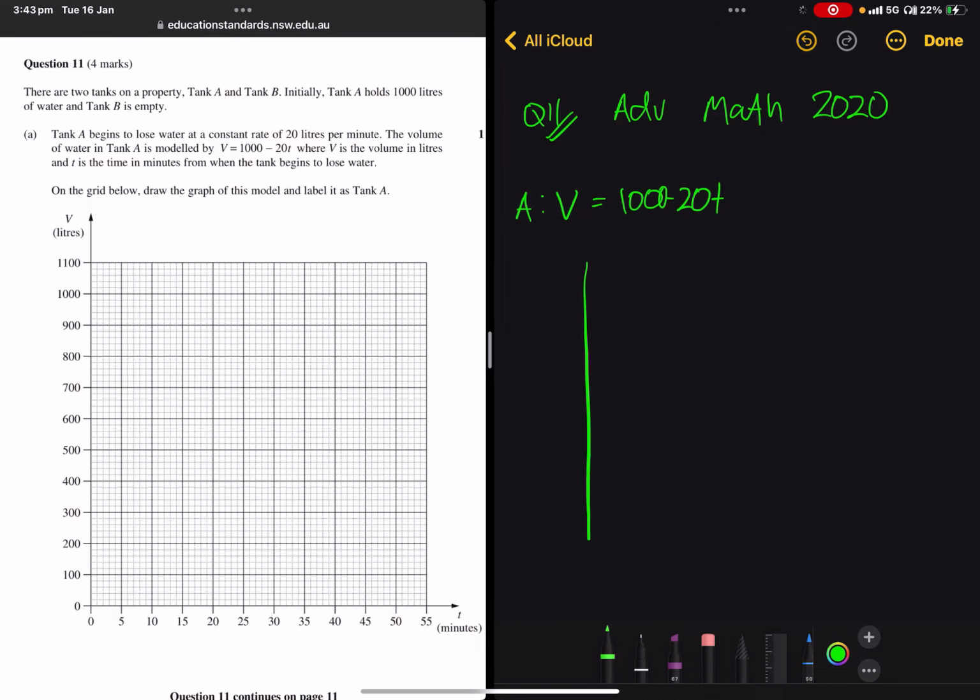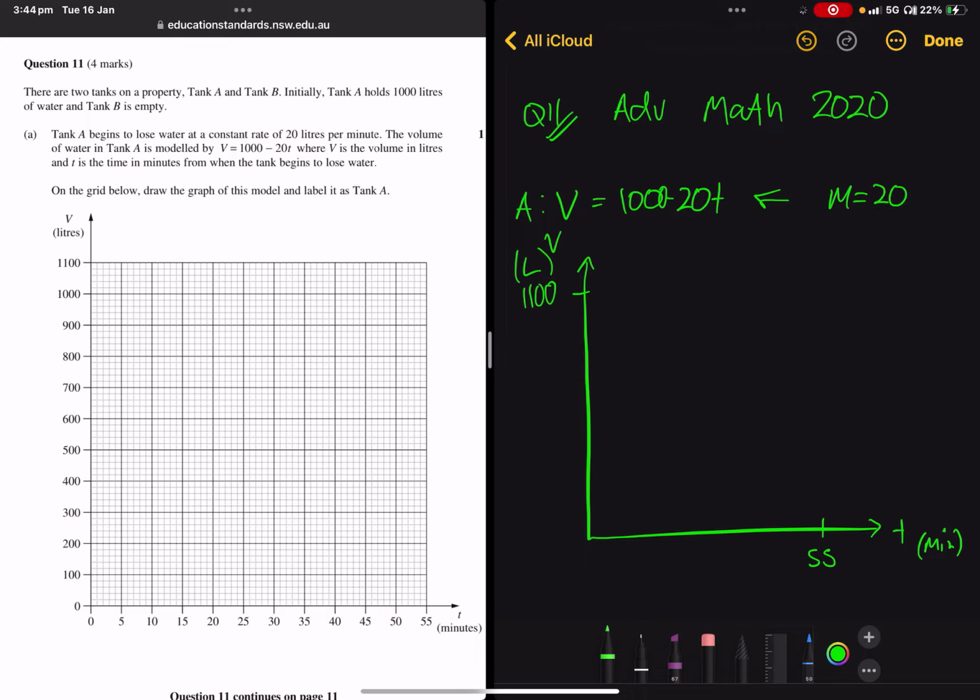So I'll just do this over here on my screen. If we have something like this, the axis down the bottom goes to 55. This is t in terms of minutes. The axis on the side goes up to 1100. This is volume, V, volume in litres. So this is time in minutes, and this is volume in litres. So this equation is what we're graphing.